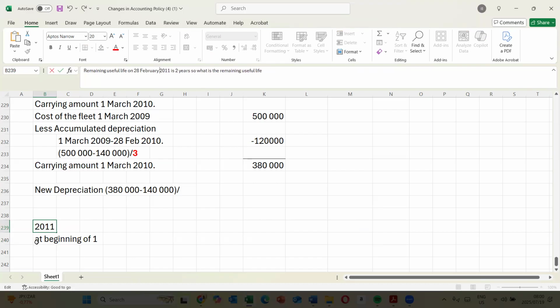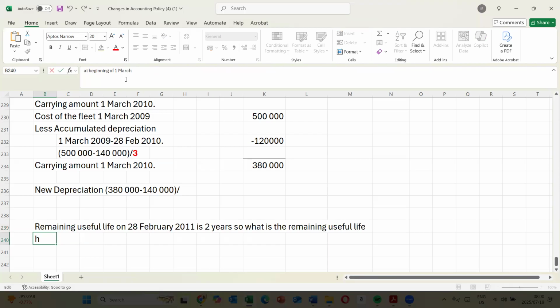Right? So what is the remaining useful life at 1st of March 2010? Now, do you guys agree with me? Let's say, for example, at 31 December, let's say your birthday is on 31 December, and you turned 25. Now, what was your age on 1st of January? Do you agree with me it was 25 minus 1? That was your age. So that's the age that you have.